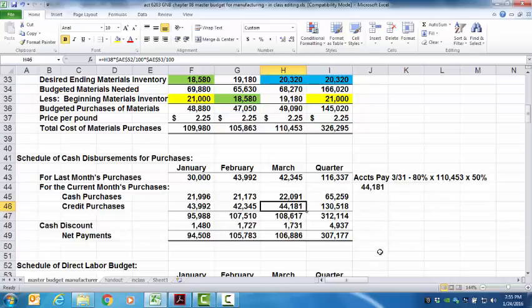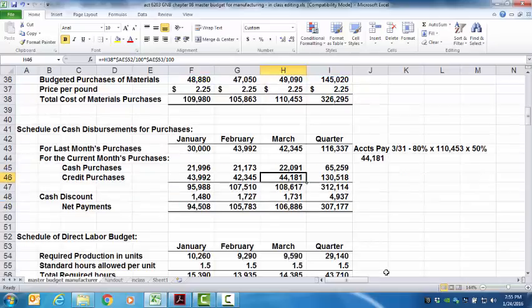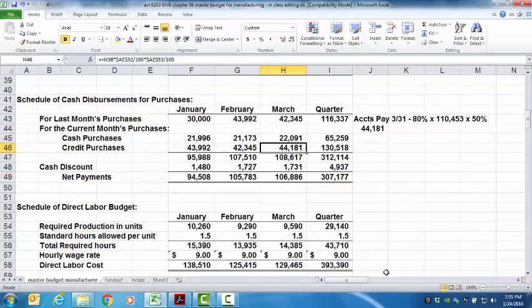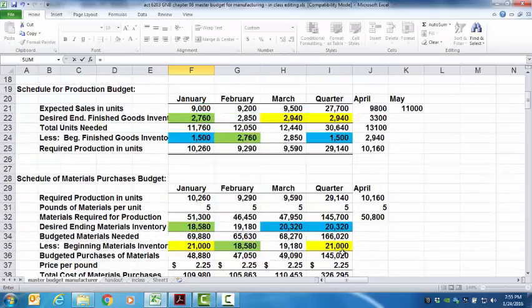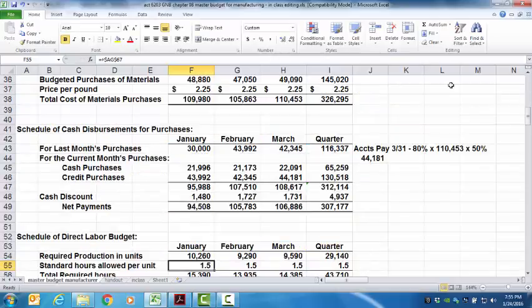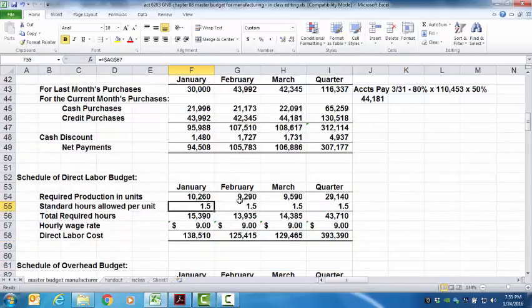So let's look at the next budget, which is the labor. Now, the labor budget also has its basis in the production in units. So, again, I did not copy and paste. I did not retype. I referenced. So I went back to that production budget and said, I want that to be equal to what we said was in January. And, of course, I'll do that for February and March.